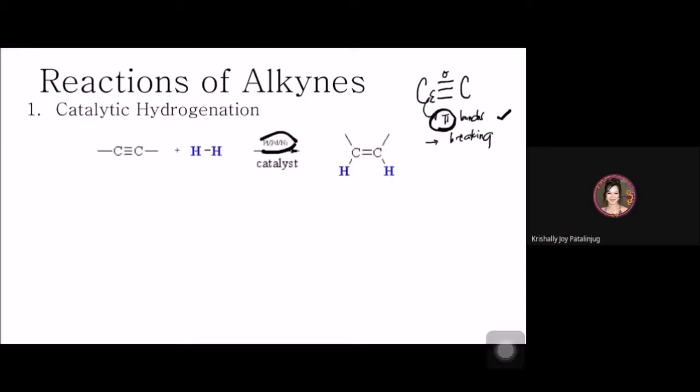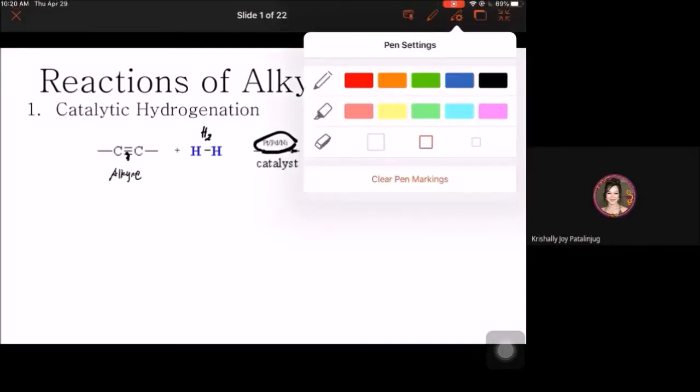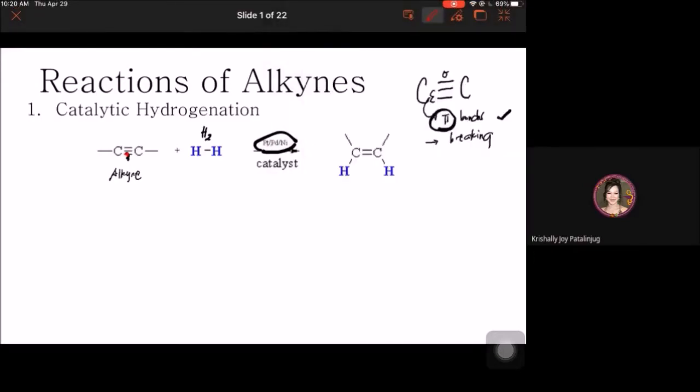So in the reaction, catalytic hydrogenation of a triple bond, you have an alkyne, any alkyne, in the presence of hydrogen gas. In the reaction, the first pi bond will break, right? Thus, the intermediate product is an alkene. You will produce an alkene.